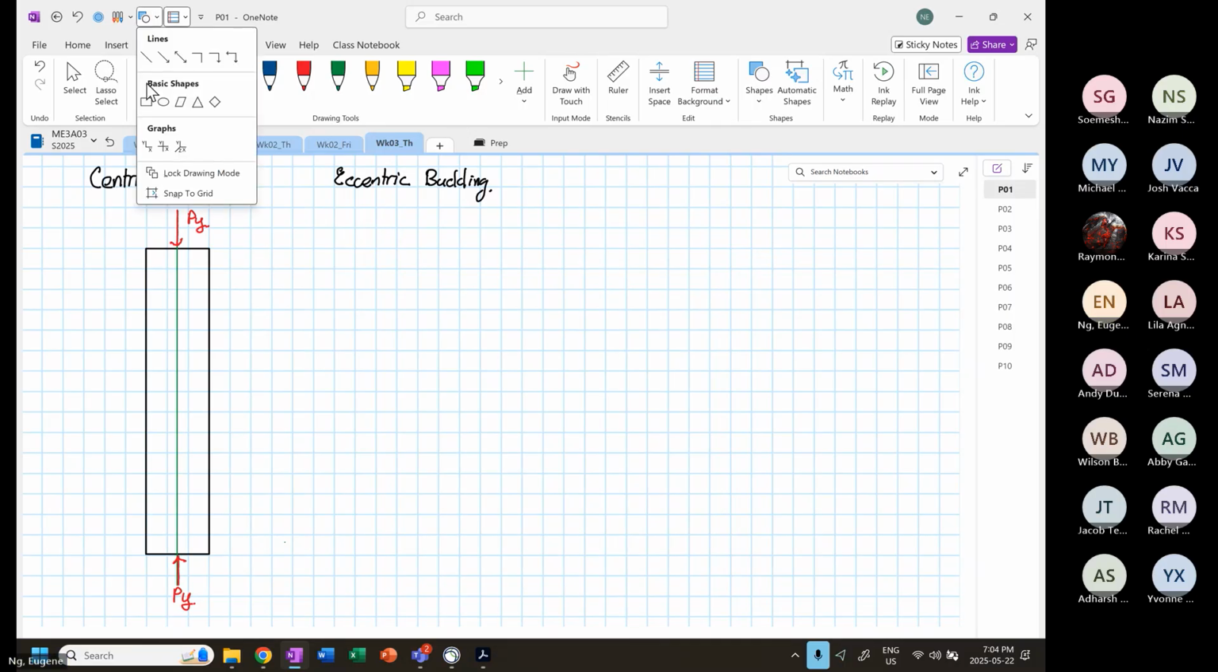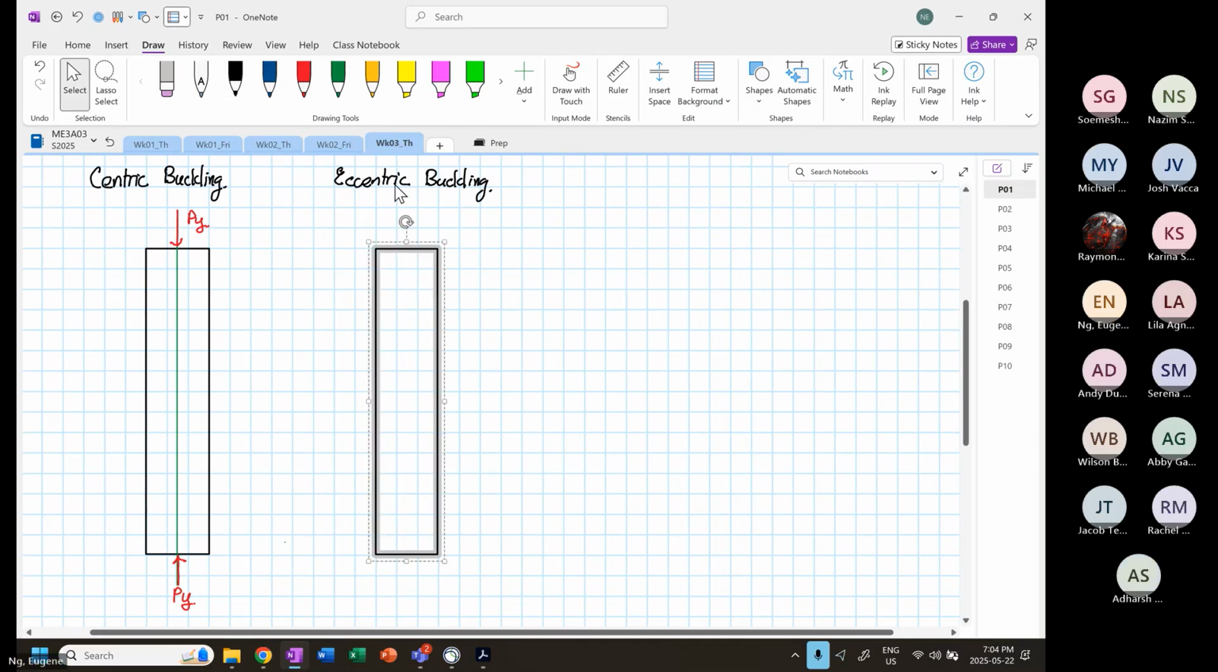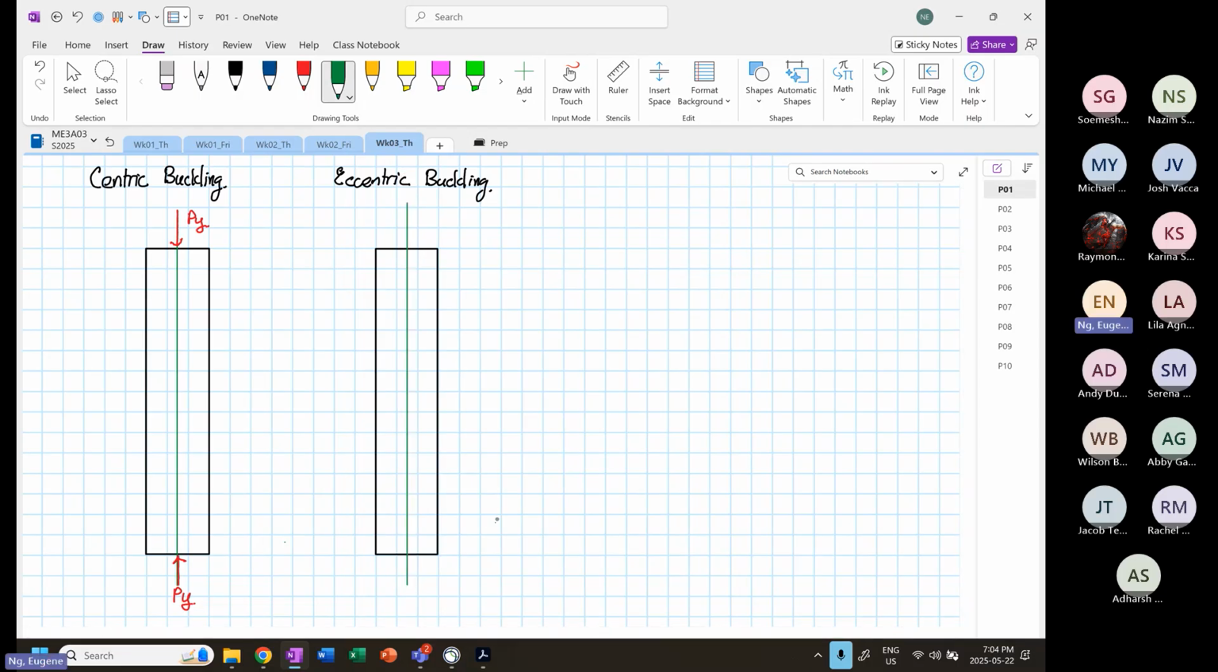So the same bar that we have, and then we have the centroid, again, the geometric centroid. Now, P is applied a certain distance away from the centroid, and this distance is known as E. So if I'm going to call this point A and point B, point A and point B.